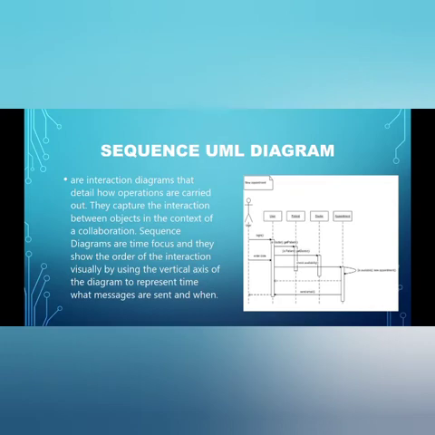Sequence UML diagrams are interaction diagrams that detail how operations are carried out. They capture the interaction between objects in the context of a collaboration. Sequence diagrams are time-focused and they show the order of the interaction visually by using the vertical axis of the diagram to represent time, what messages are sent, and when.